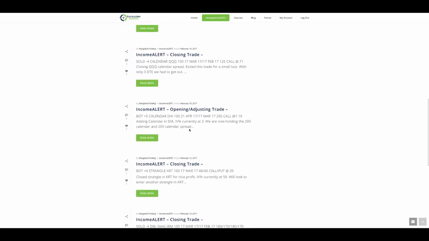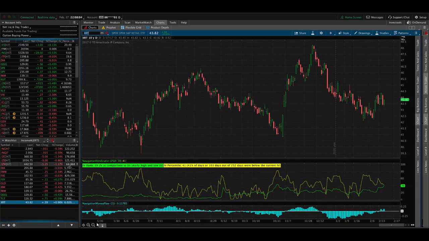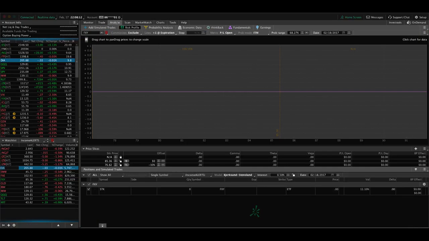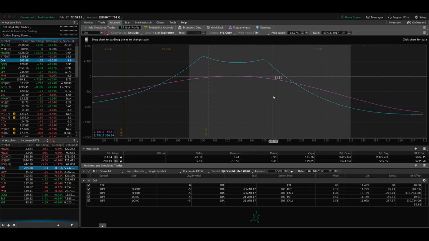In DIA, which is the Dow, we bought a calendar spread, and actually that was an adjusting trade. We already had one calendar and we added another. The implied volatility is so low, so we're looking for an expansion to benefit. When it got to our break even, we added another calendar. So now we've got a double on.